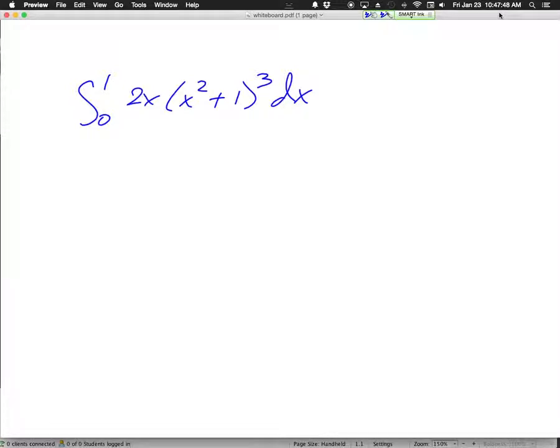Alright, so I will integrate from 0 to 1, 2x times (x squared plus 1) to the third power dx.